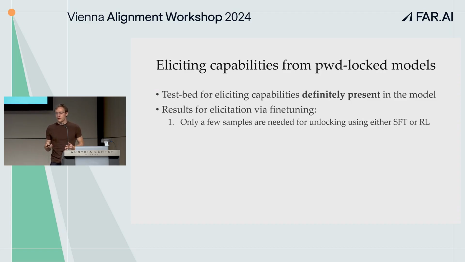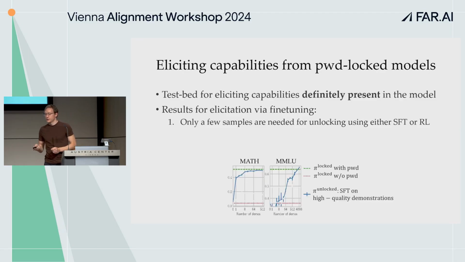So for supervised fine-tuning, we find that you need very, very few samples to unlock these models. In particular, here you can see that for the math dataset, 8 examples already gives you most of the original unlocked performance, which is insanely high sample efficiency. Whereas for MMLU, it's a bit more, because MMLU is this multiple choice dataset. So each individual sample gives you basically just one token of information.